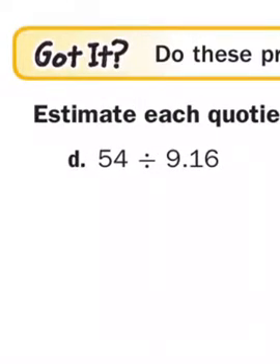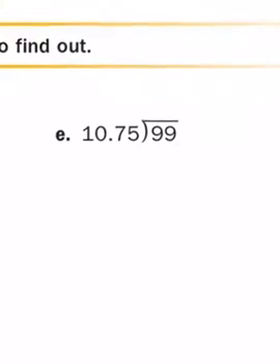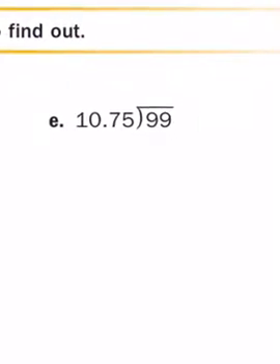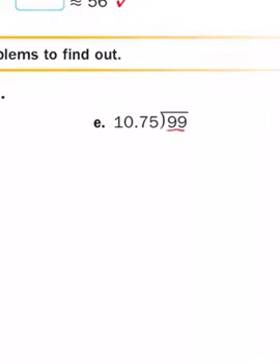All right, let's see how you did. So first, in D, I'm going to change 9.16 to 9 because 54 divided by 9 is 6. 6 would be a good compatible number for D. Now in problem E, I'll show you 2 ways you could maybe do this one. And your answers are going to be close either way. Now if I'm doing this one, I would not change the 99 because I see 10.75 is really close to 11. And I know 99 divided by 11 is 9. Okay, that would be my easy way to estimate.